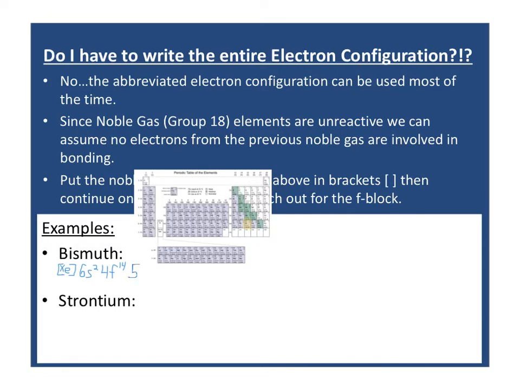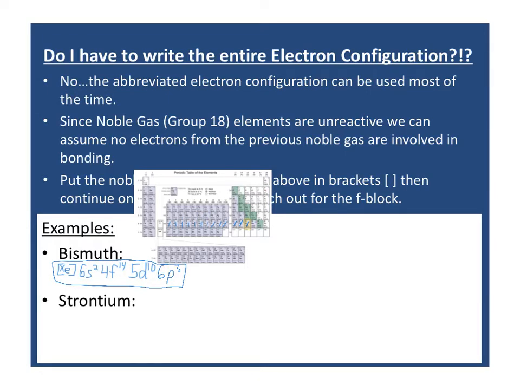And that 5D group has 1, 2, 3, 4, 5, 6, 7, 8, 9, 10 elements. 5d10. Now I'm in 6p, and I got to count over to bismuth. We got 6p. It is the 1, 2, third element over. And there is my abbreviated electron configuration for bismuth.